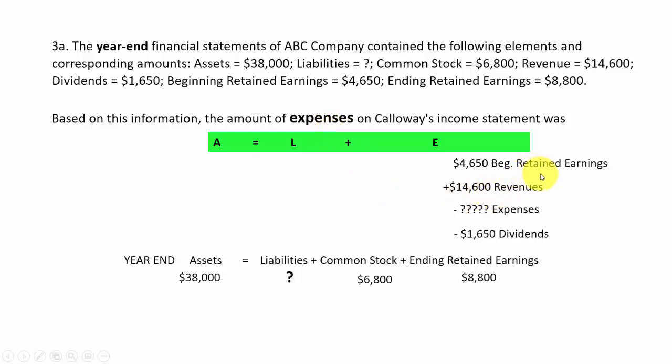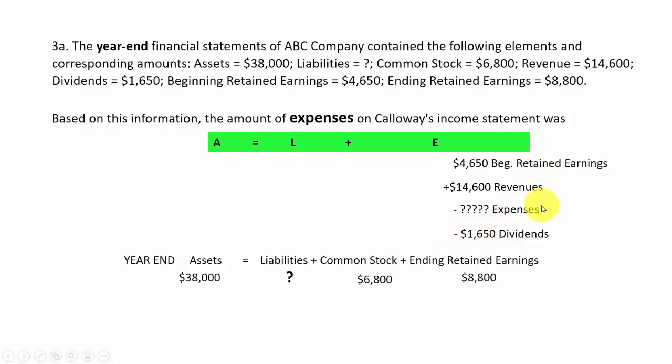So what I'm really trying to figure out is this. If I began retained earnings at $46.50, I had revenues that increased retained earnings by $16.5, expenses that are going to lower retained earnings by I don't know how much, but I do know that dividends were $16.50.